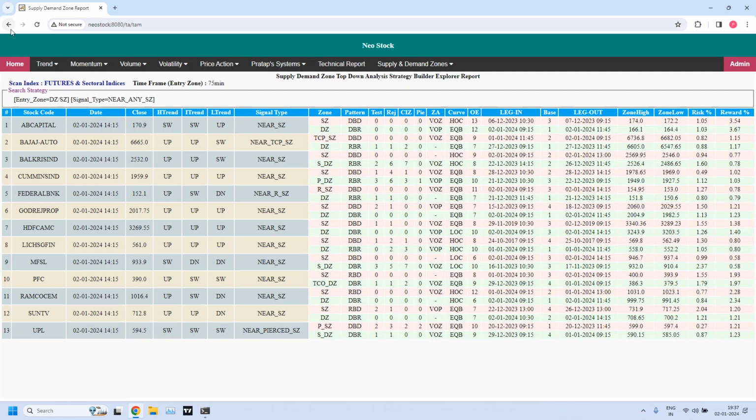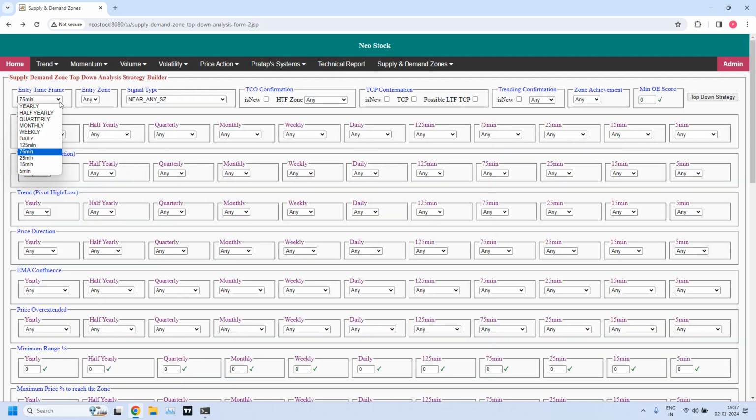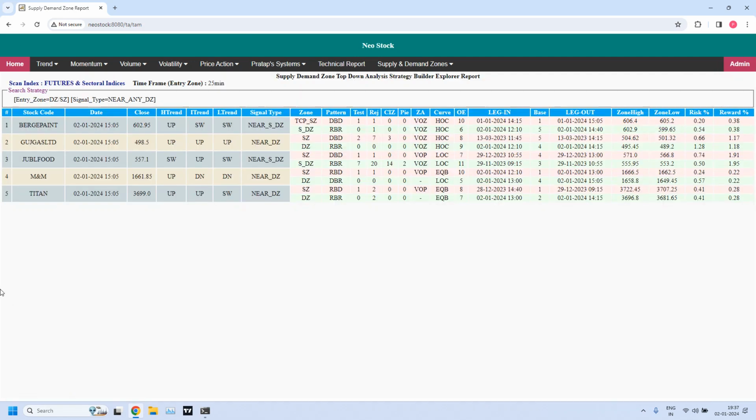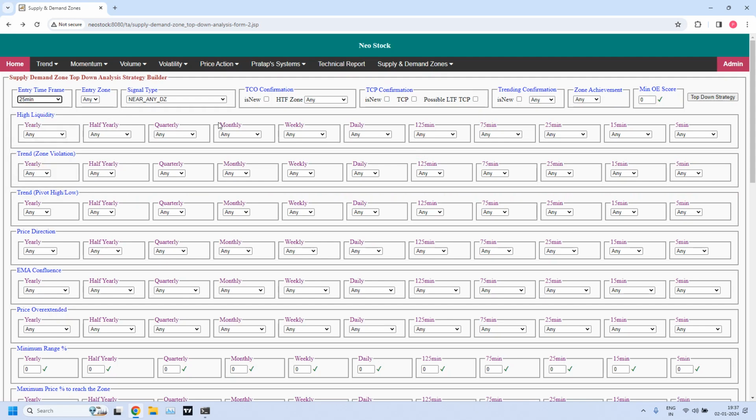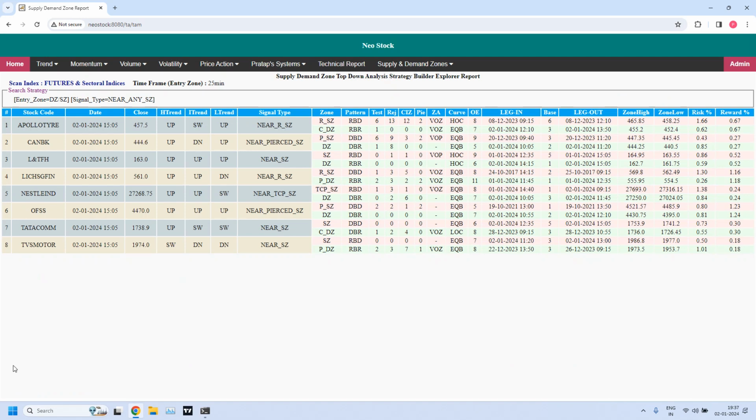Okay, let's go back. Let us change the time frame to 25 minutes and let us find the stocks near 25 minutes demand zone. So these 5 stocks are filtered. So let's go back. 25 minutes time frame. Let us find the stocks near 25 minutes supply zone. So these 8 stocks are identified.